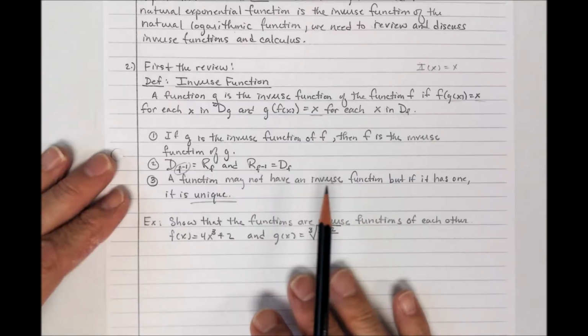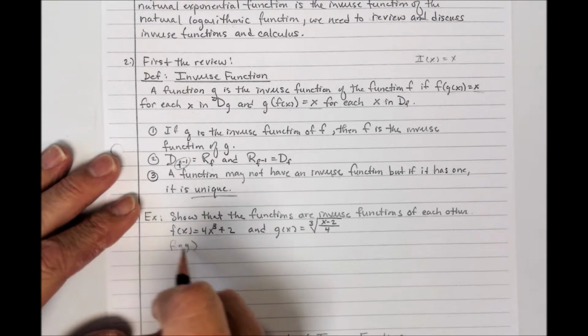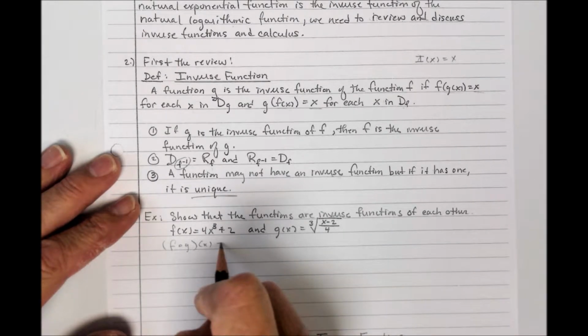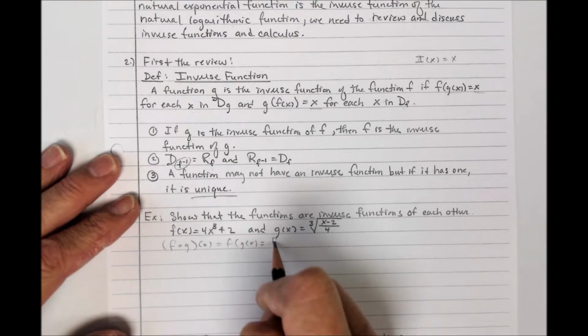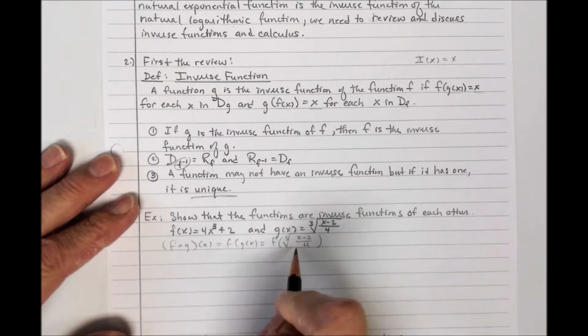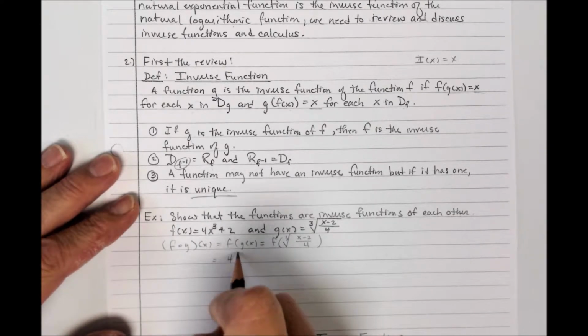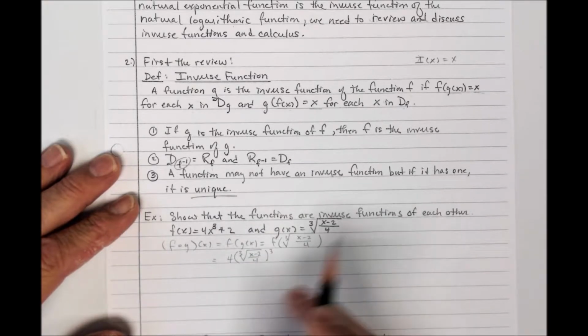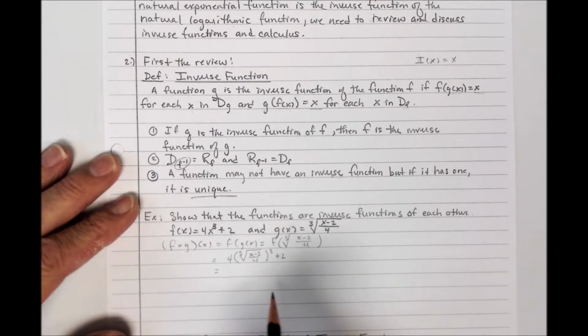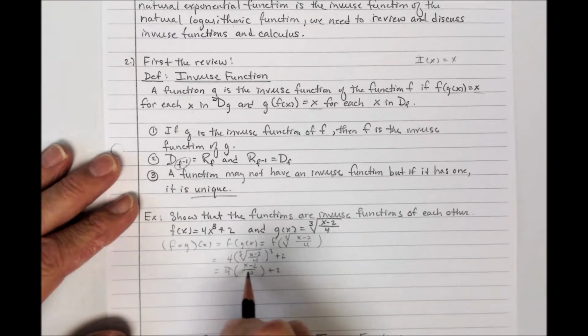So let's show in this example here that these two functions are inverse functions of one another. So the first thing I'm going to do is take the composite f circle g of x. This is f of g of x, which is f of, now g of x is the cube root of (x minus 2) over 4. Now I'm going to substitute that in for x in the outer function f. So that would be 4 times that expression to the 3rd power. That's the cube root of (x minus 2) over 4, plus 2. And so what happens when you cube a cube root is you just get the radicand. And these 4's cancel, so I have x minus 2 plus 2, and of course that's equal to x.